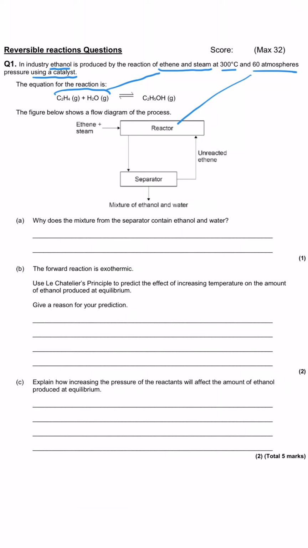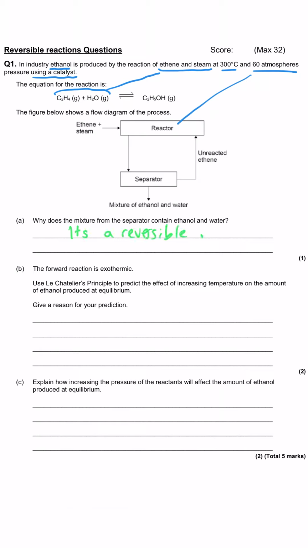So the first question says, why does the mixture from the separator contain ethanol and water? Now there's quite a few different options that we can write down. First of all, ethanol is a product and water is a reactant. So why does it have both of them? That's why it makes sense to even be asked as a question. But the simple answer is it's a reversible reaction.